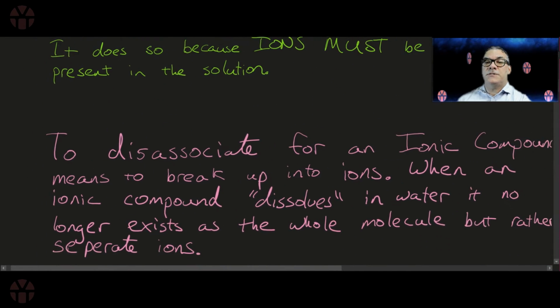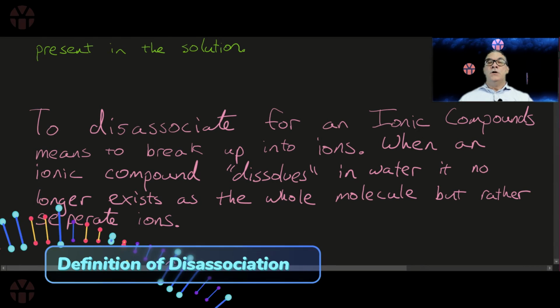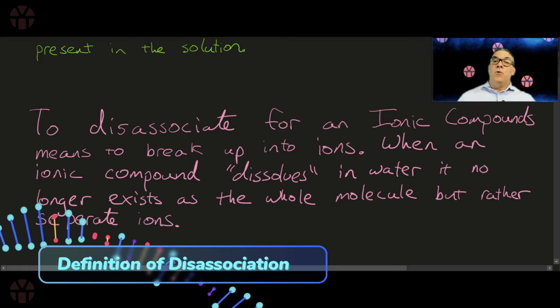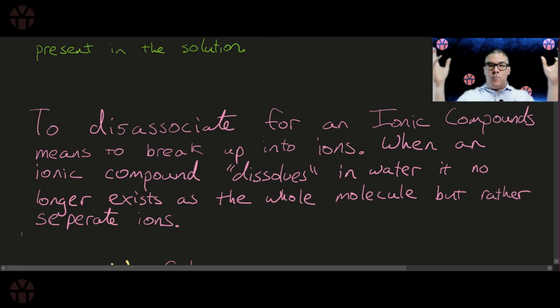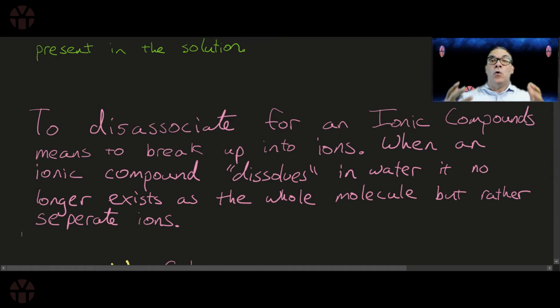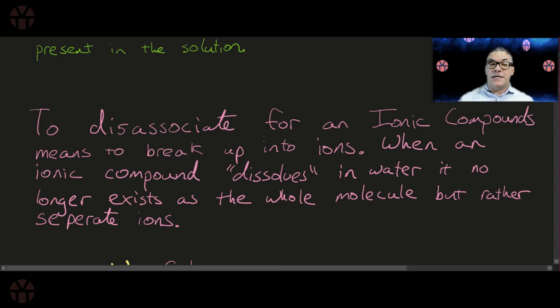When a substance dissociates, what happens is that it is going to form separate ions. So in order to dissociate, what we're saying is that the substance is now breaking apart, and it's breaking apart into the original cations and anions that made it up. So to dissociate for an ionic compound means to break up into ions.